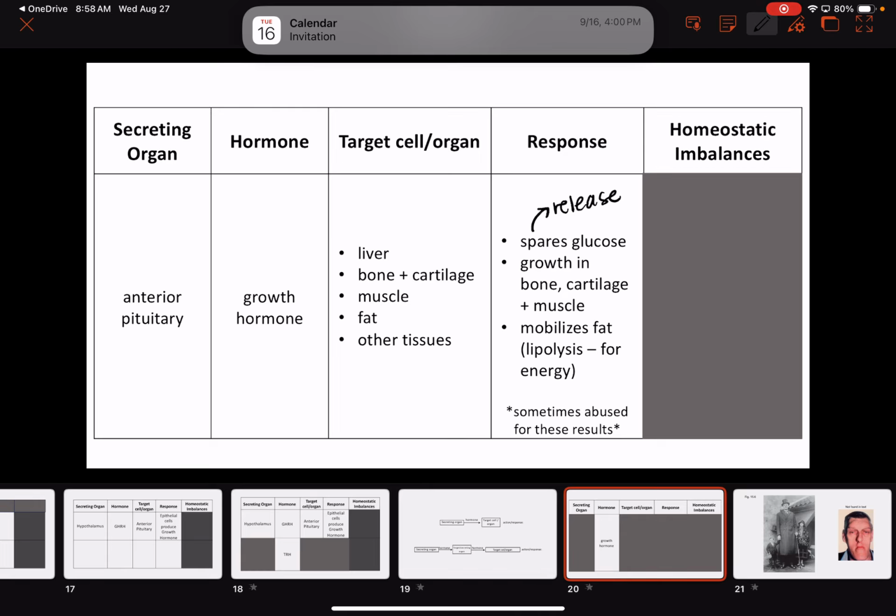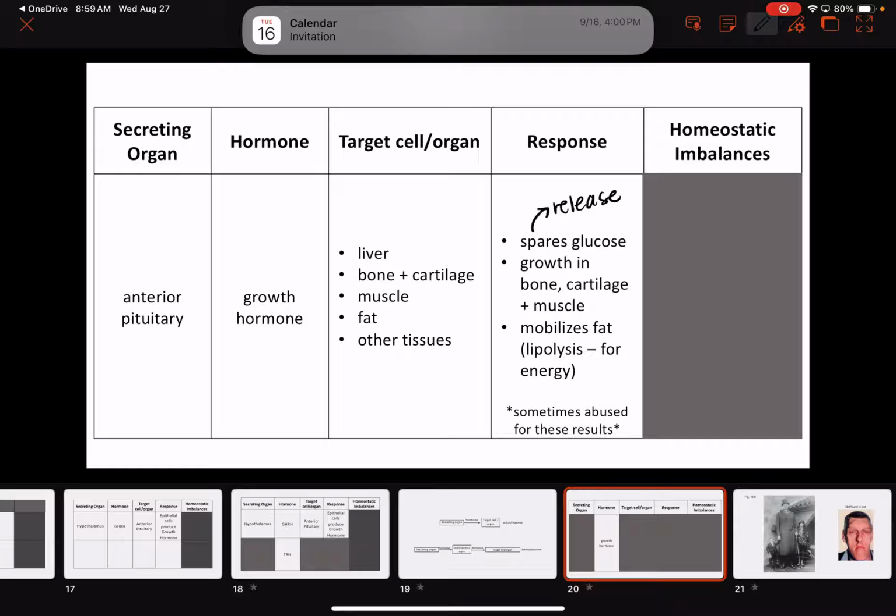It targets bone and cartilage for growth in bone, also growth in cartilage, and growth in muscle. Now, when we grow muscles, we don't make new muscle cells. We just stuff them with more protein, but that would be the goal of this hormone response.